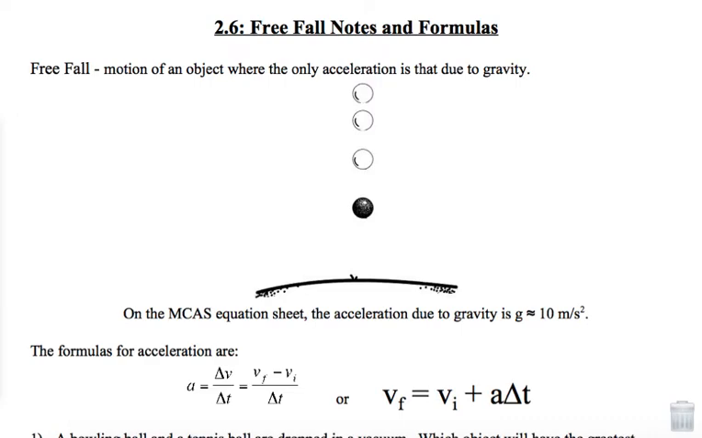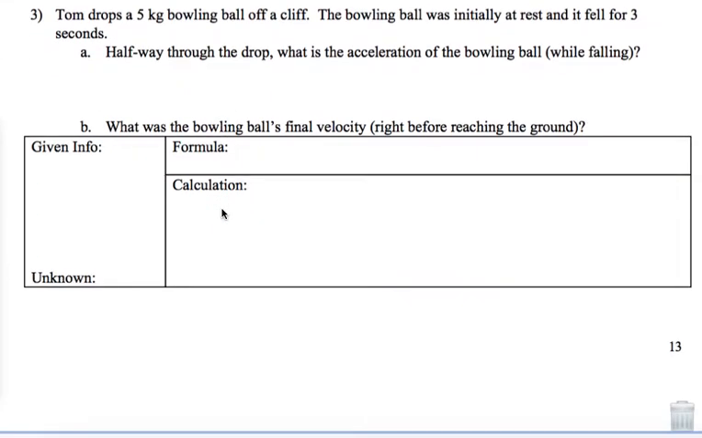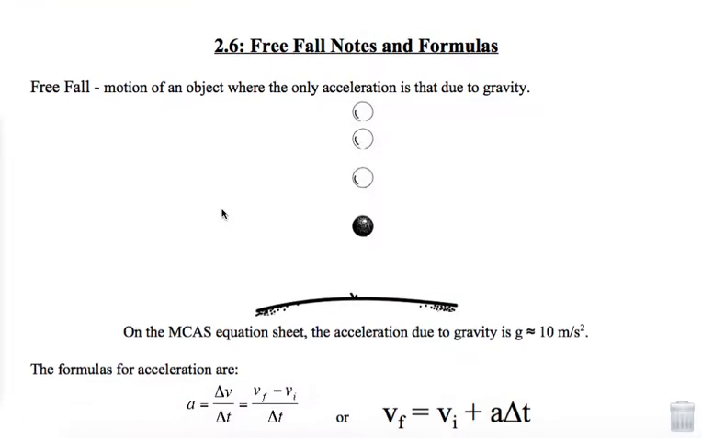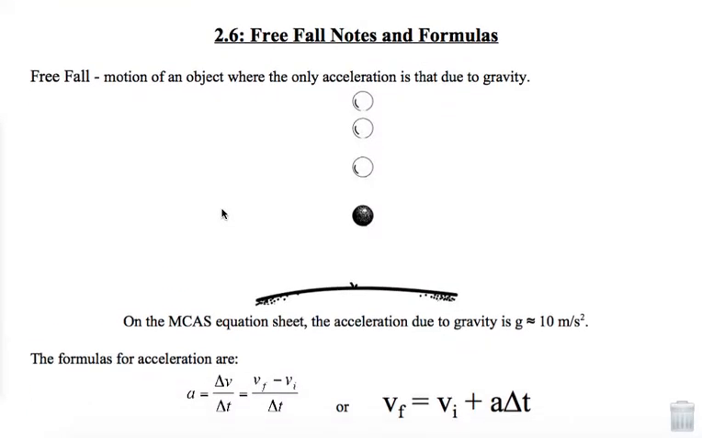Class, please turn to page 13 of your Unit 2 packet so we can talk about 2.6 free fall notes and formulas. So free fall, you might have guessed, is for a falling object like this ball here. It's fallen toward the ground. So free fall is the motion of an object where the only acceleration is that due to gravity, meaning there's no air resistance.